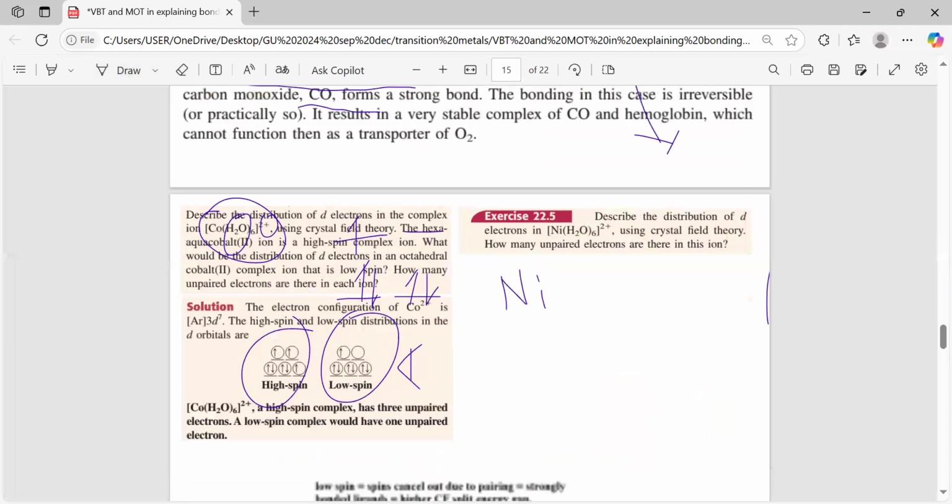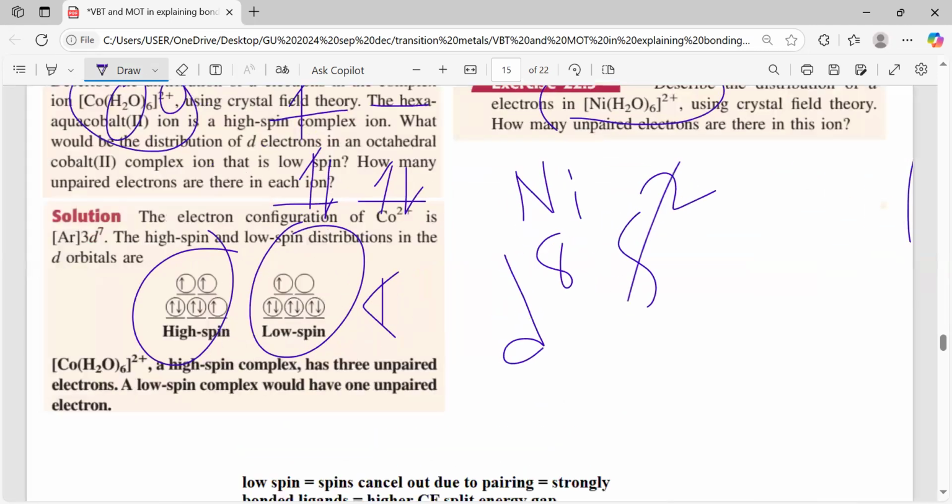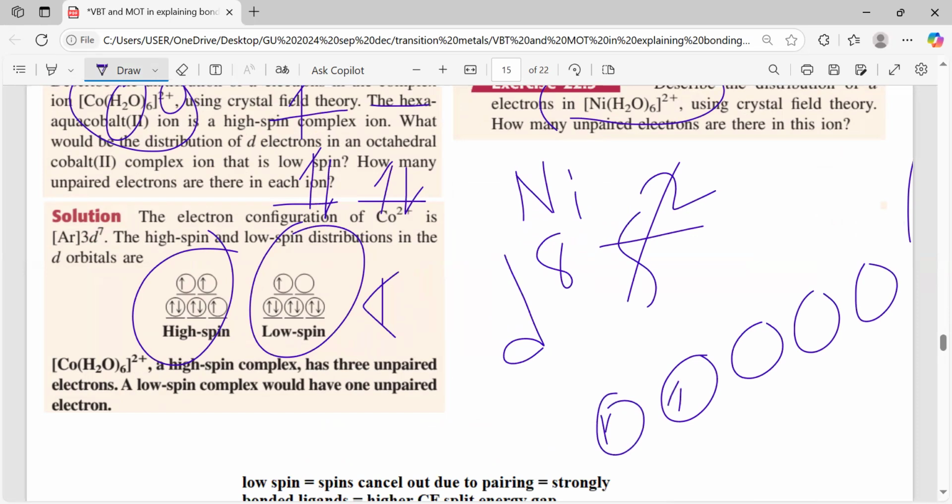So nickel is a D8. That's 2. And remember, nickel is a what? It is 2 positive. Just look at that. The charge is positive 2. So it means this one has been lost. So you have how many? You have 5 orbitals like that, and they have 8. 1, 2, 3, 4, 5, 6, 7, 8.